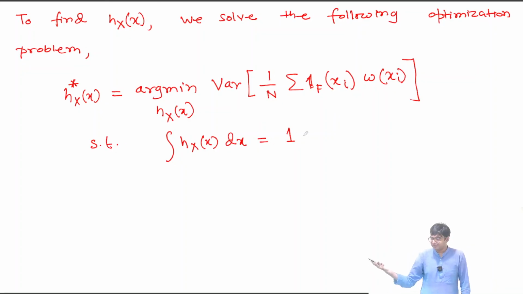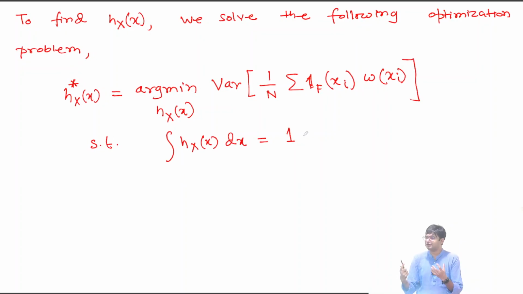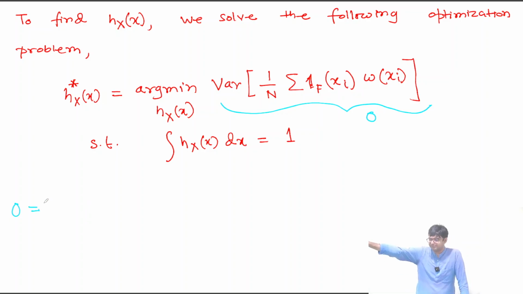Okay, so this is what we are trying to solve, right? Everyone follows? Let us look into this variance expression and let us see if we can simplify it and if we can work with some subset of that. So we will focus on this term, and let's call it O. O means objective function. So O is equal to variance of that term, right?